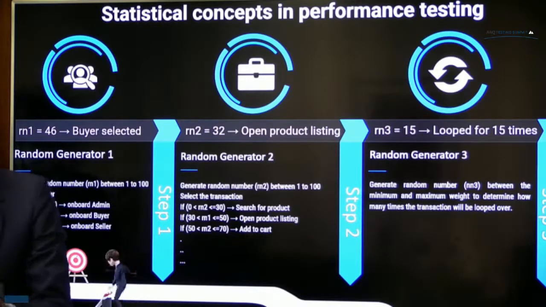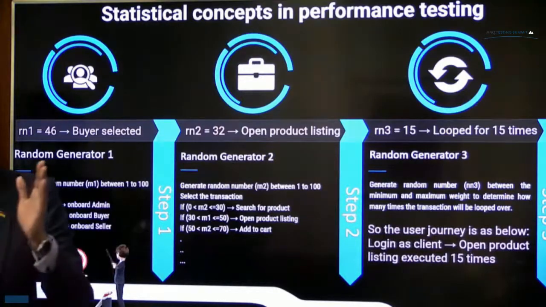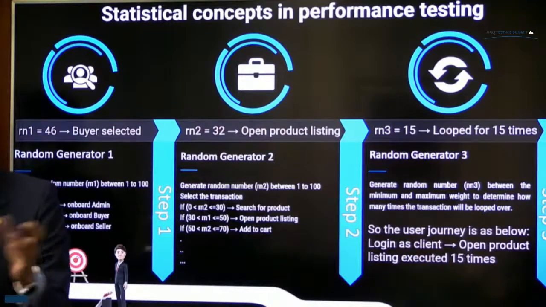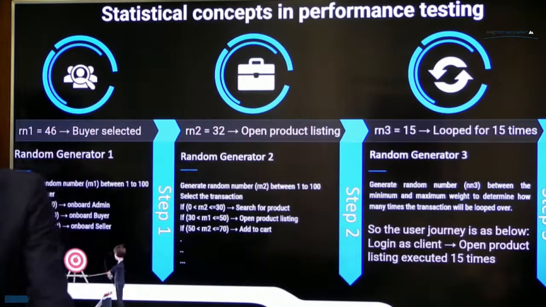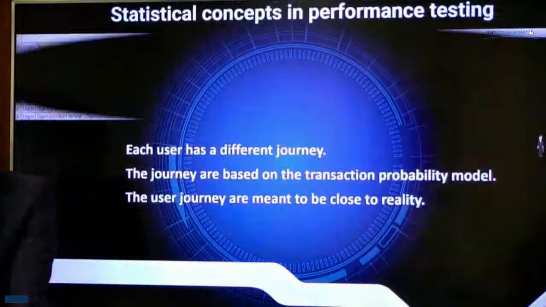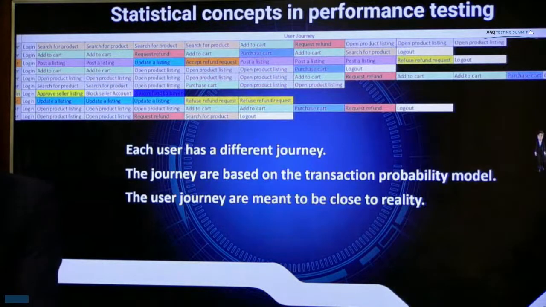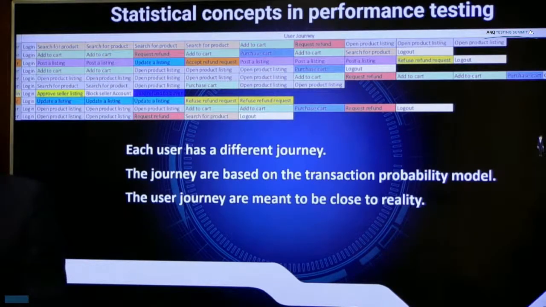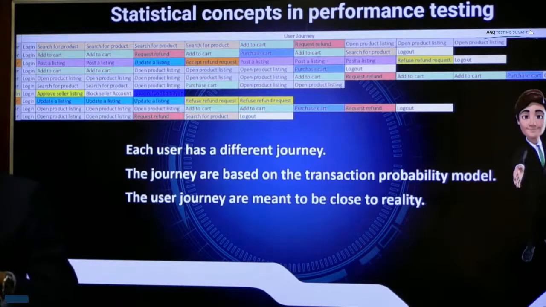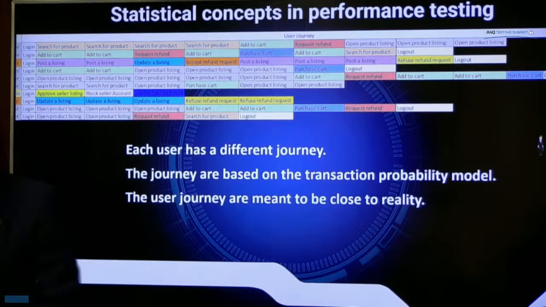Okay, so on the whole, we get a user journey like this. A client logs in, or a buyer logs in, and then they execute product listing 15 times. And this actually corresponds to a certain chart that we can constitute with the user journey, with the buyer roles, and the transaction that each one will do. So each user has a different journey. Each journey is based on a transaction probability model, and the user journeys are meant to be as close as possible to the real situation on production. So this is how we can use random number generators and probability to simulate real user journeys in our performance test.